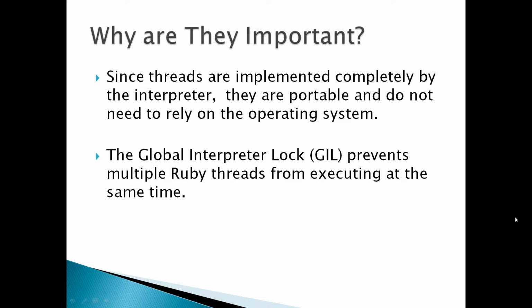MRI has a global interpreter lock, often called the GIL, and having a high level of understanding of it is important in learning how to write multi-threaded code in Ruby. The GIL prevents multiple Ruby threads from being executed at the same time. This means no matter how many threads a user spawns or how many cores they have at their disposal, MRI will never be executing Ruby code in multiple threads concurrently.